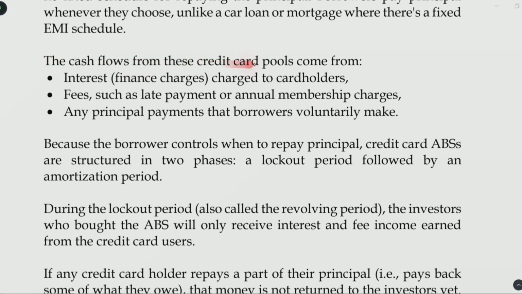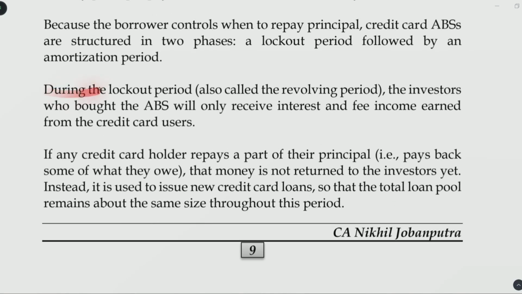The cash flows from these credit card pools come from interest, that is finance charges charged to cardholders, fees such as late payment or annual membership charges, and any principal payments that borrowers voluntarily make. Because the borrower controls when to repay the principal, credit card ABSs are structured in two phases, a lockout period followed by an amortization period. During the lockout period, also called the revolving period, the investors who bought the ABS will only receive interest and fee income earned from the credit card users.